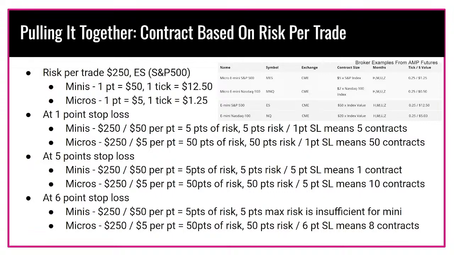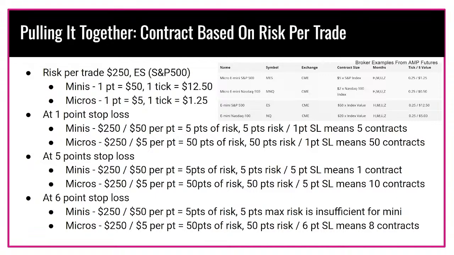So if you're going to risk, for example, using the ES S&P 500, $250, a mini is 1 point or $50, and 1 tick is $12.50. So there are 4 ticks to a point. The micros being 1/10 that of a mini, you're going to be looking at $5 per point and $1.25 per tick. As you can see, that's 1/10 of a full mini contract.